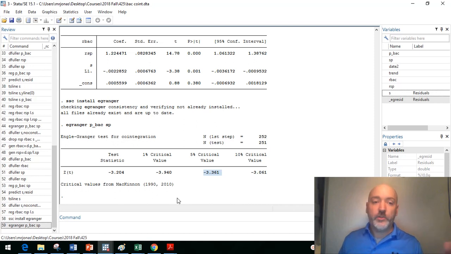There are some other options here where it'll run kind of a default version of an error correction model. I generally prefer to do that part myself. Once you've verified stationarity here, you can go ahead and include it in the model as you see fit.